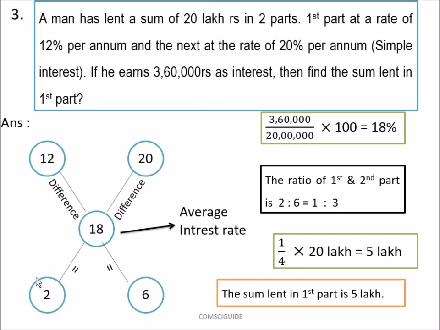Now if we look at the difference between the first part and second part and the average, that gives 1:3. The ratio of first part and second part is 1:3. Now find out the sum lent in the first part, that is 1/4 into the total sum 20 lakhs, which gives 5 lakhs. Therefore, the sum lent in the first part is 5 lakhs. And this is the answer for this question.